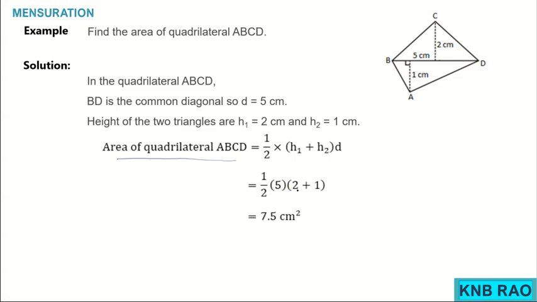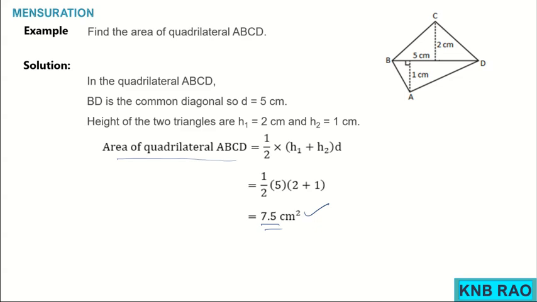So, half of 5 into 2 plus 1. So, 5 threes are 15 by 2 is 7.5 centimeters. So, children, in this chapter you need to remember these formulae very much. Okay, the plural of formula is formulae.